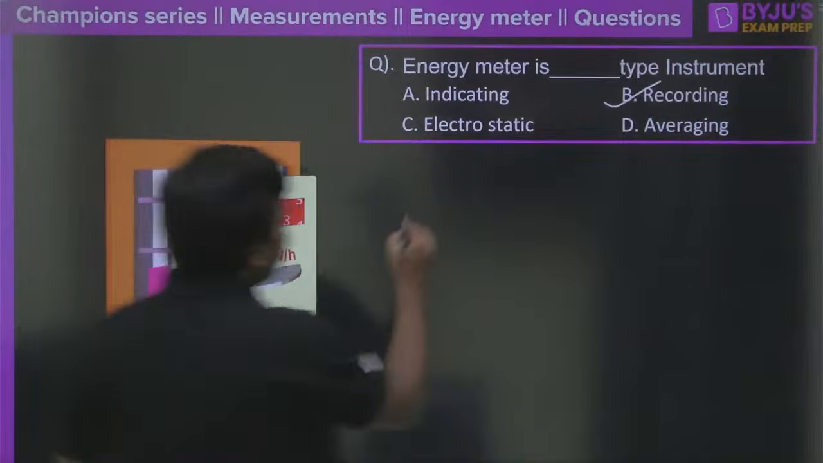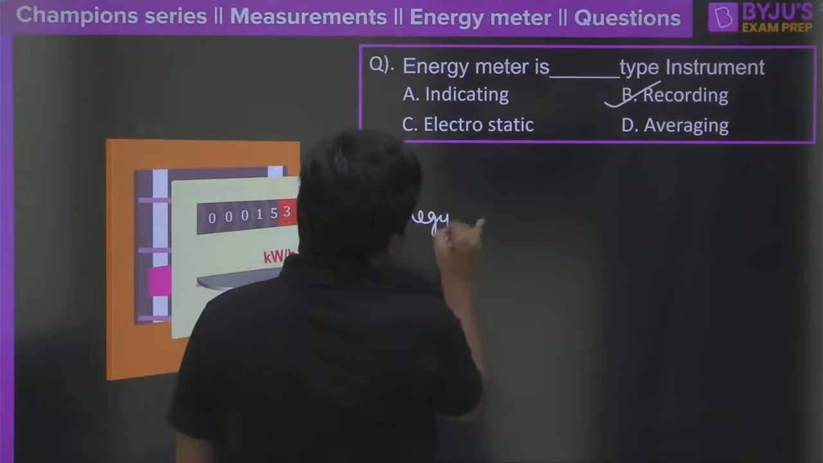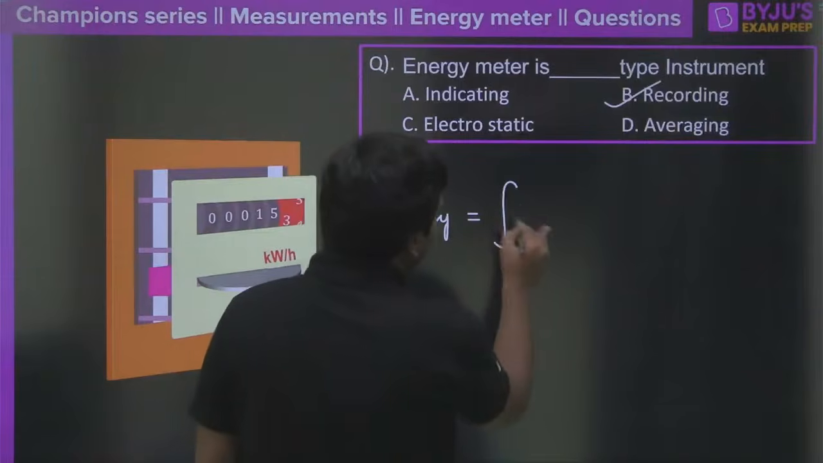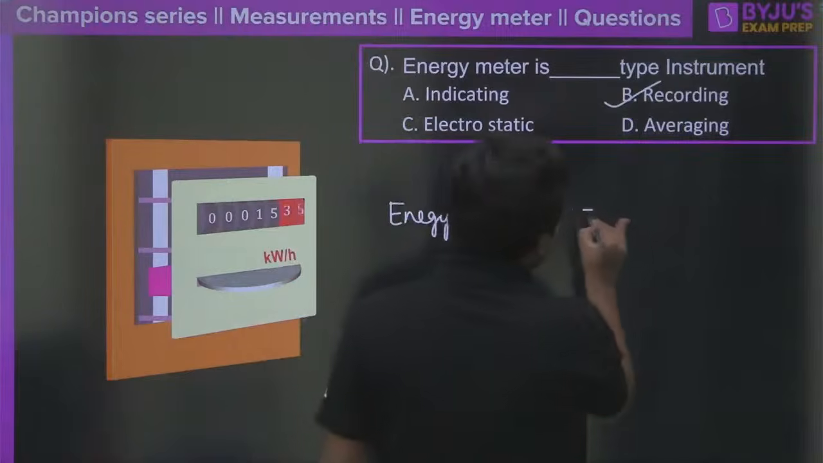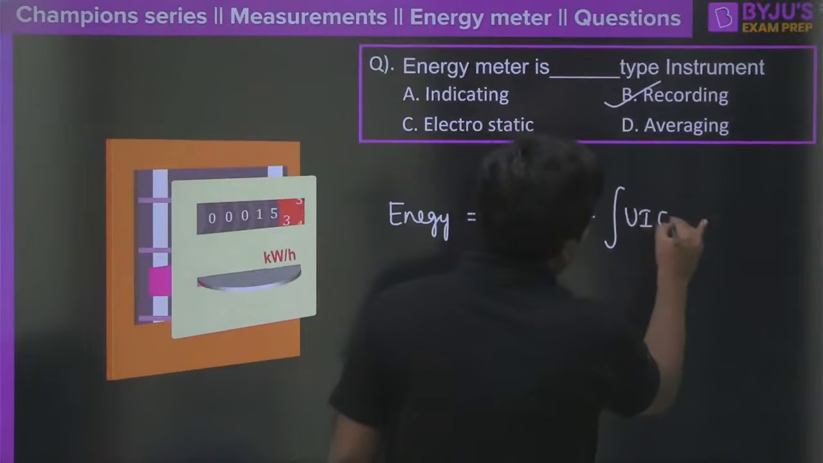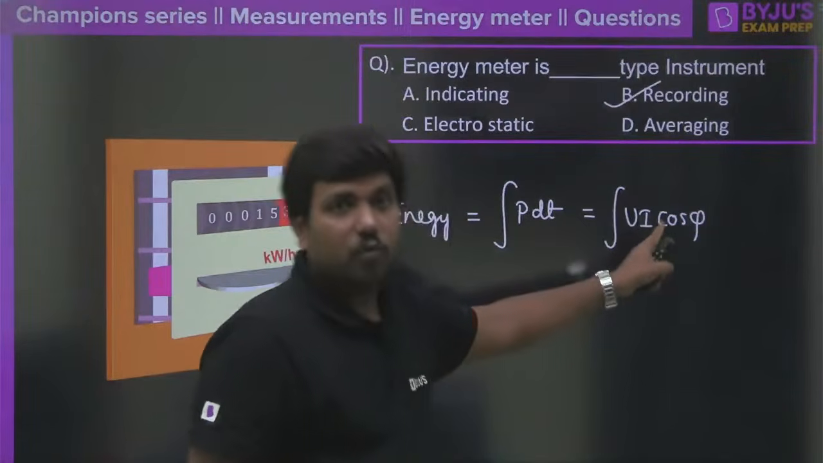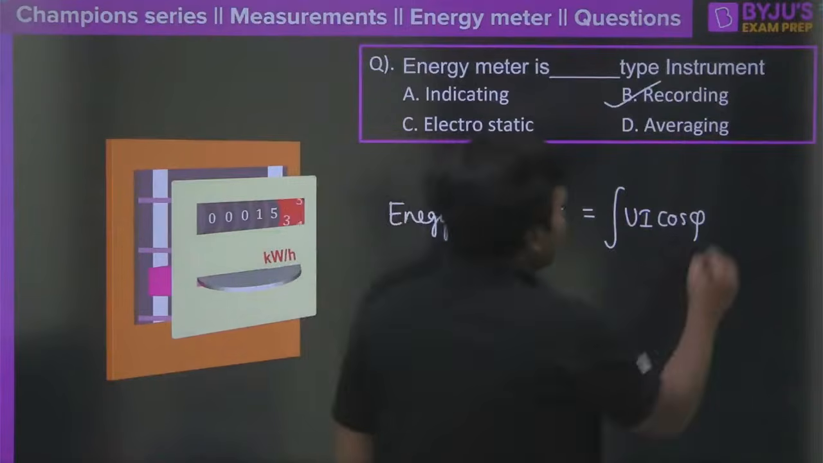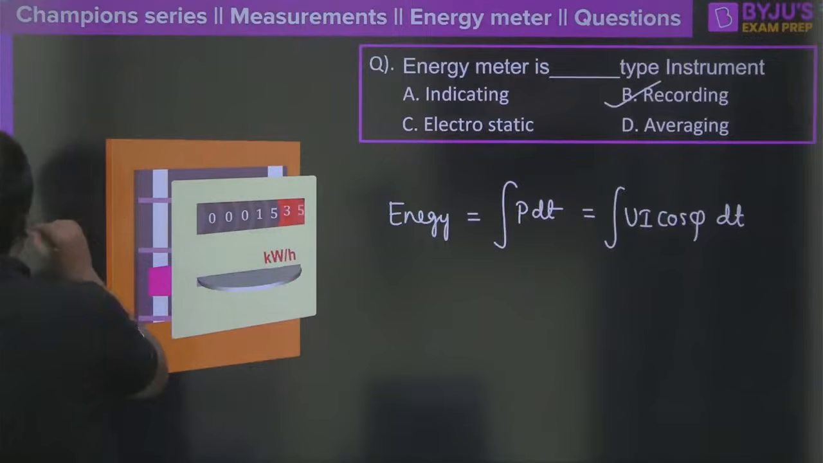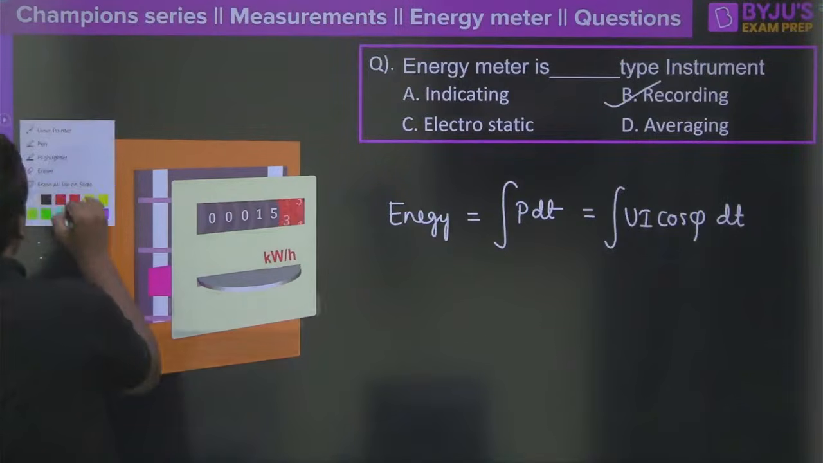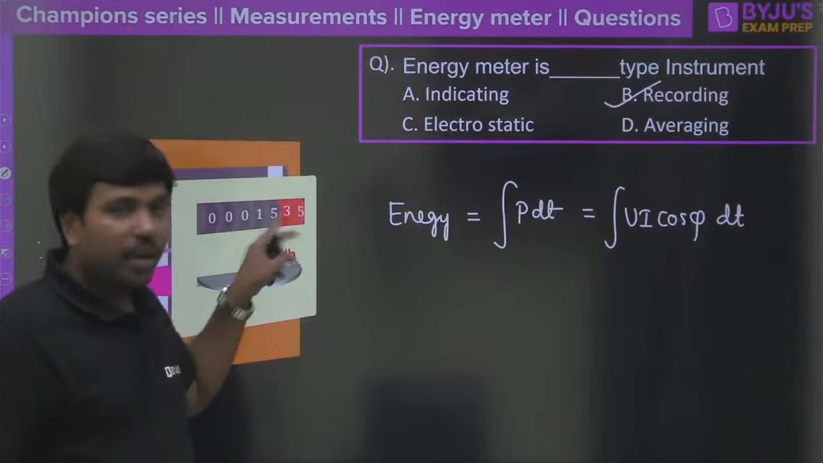Energy, as I said, could be written as the amount of work done, or simply the integration of P into dt. Correct? And interestingly, this P is nothing but V I cos phi, the RMS value of the voltage across the load, into the RMS value of the current flowing through the load, into cos phi. Now you should ask me, how can the number of revolutions give the value of the energy consumed?